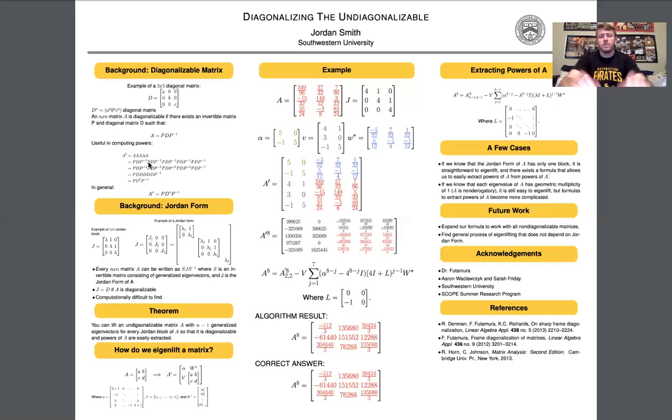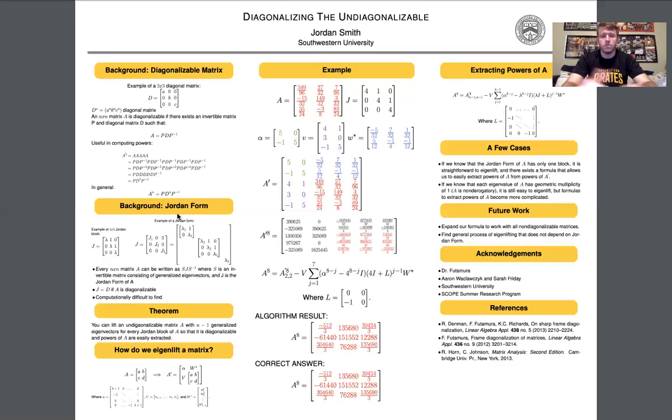So I'm going to talk about something that's not really mentioned in linear algebra. It's something called a Jordan form. It's important to know that every n by n matrix A can be written as SJS inverse, like PDP inverse, where S is invertible. And S, in this case, contains A's generalized eigenvectors, and J is the Jordan form of A.